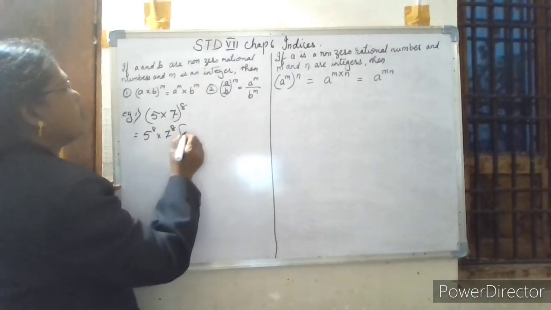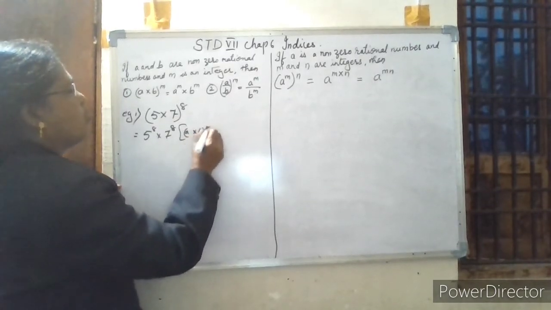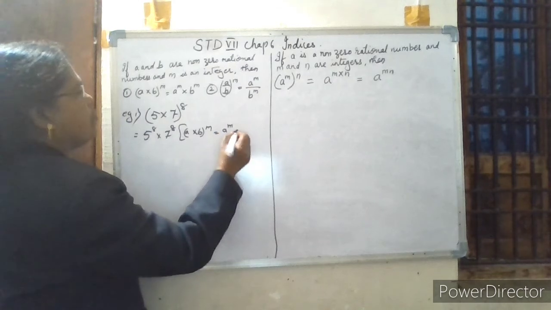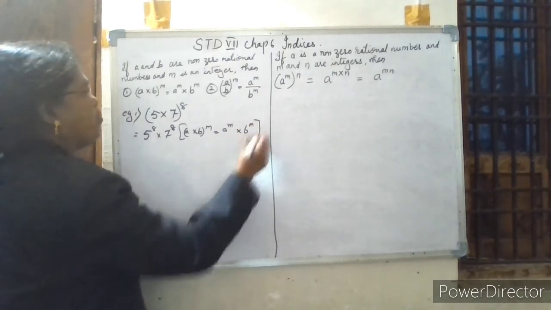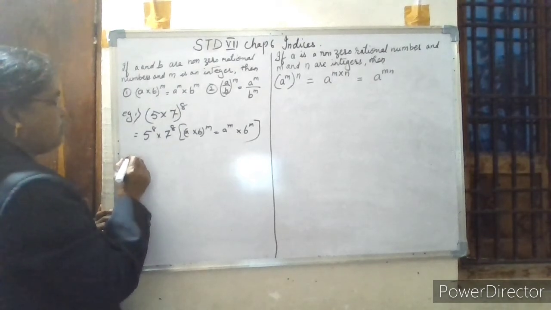That is because of the law A into B, the whole raised to M, is equal to A raised to M into B raised to M. Nothing to solve more.